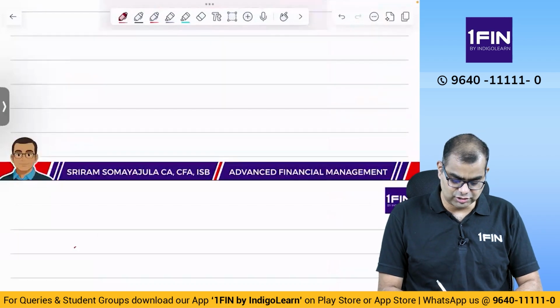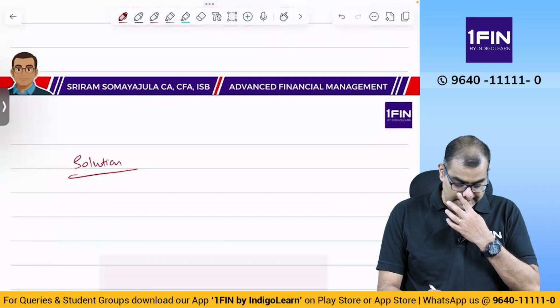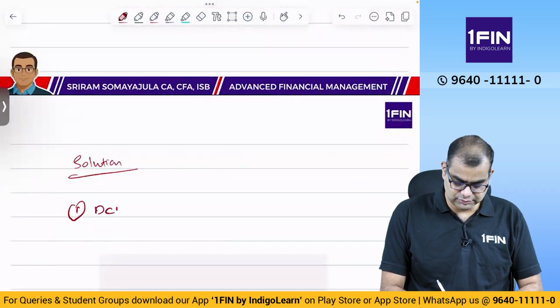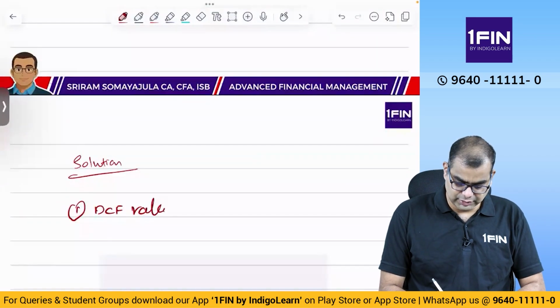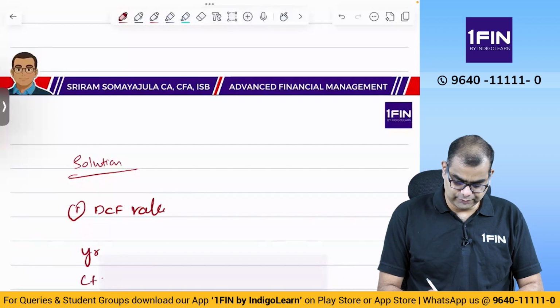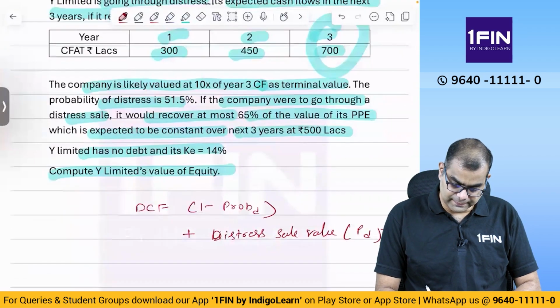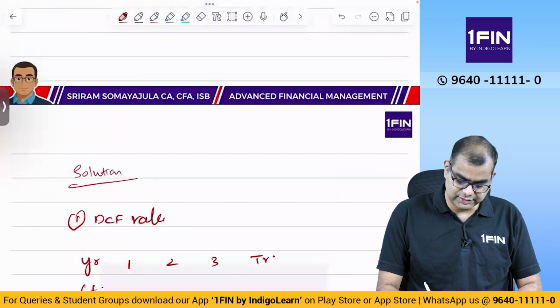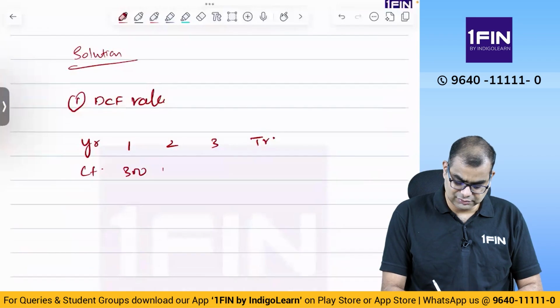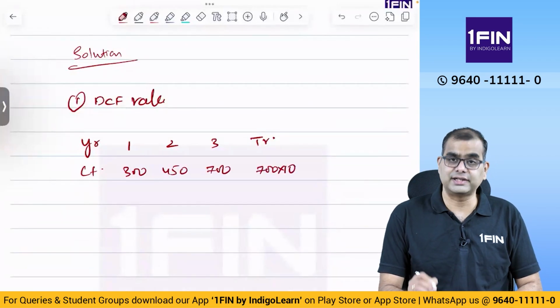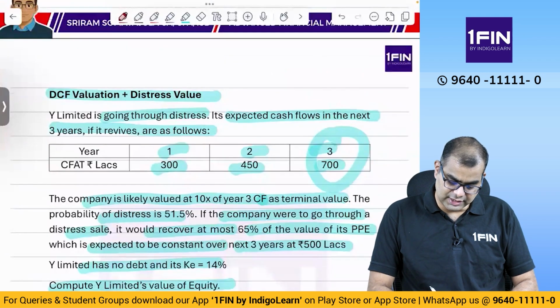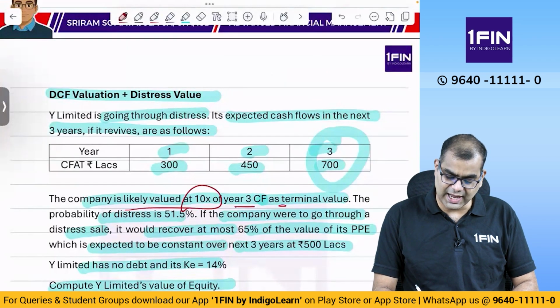So, how will the solution look? First, the DCF value. Year cash flow: 1, 2, 3, terminal value. Then 300, 450, 700, and this is 700 into 10, because they said it is 10 times the last year's cash flow, correct? The company is likely to value 10x of year 3 cash flow as terminal value.